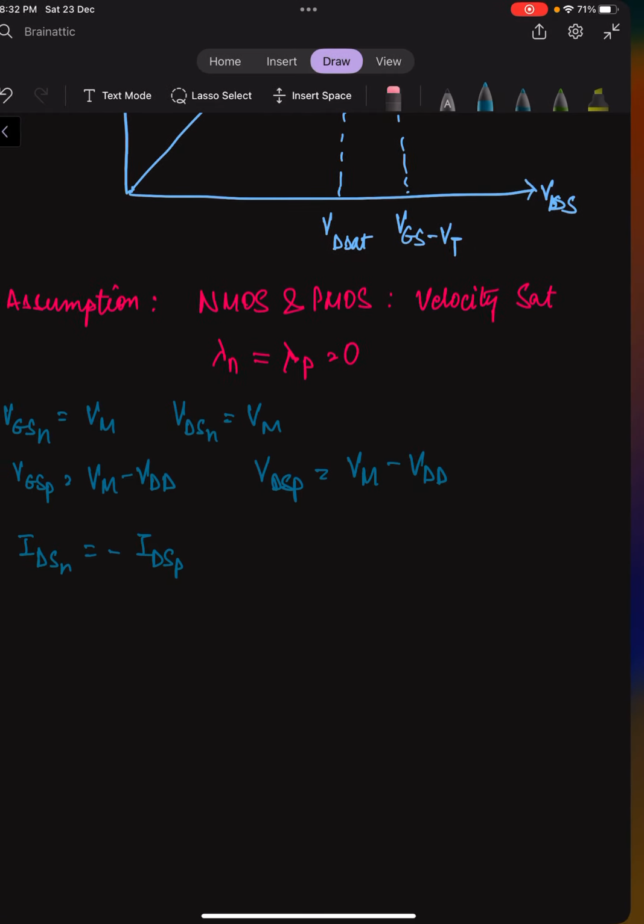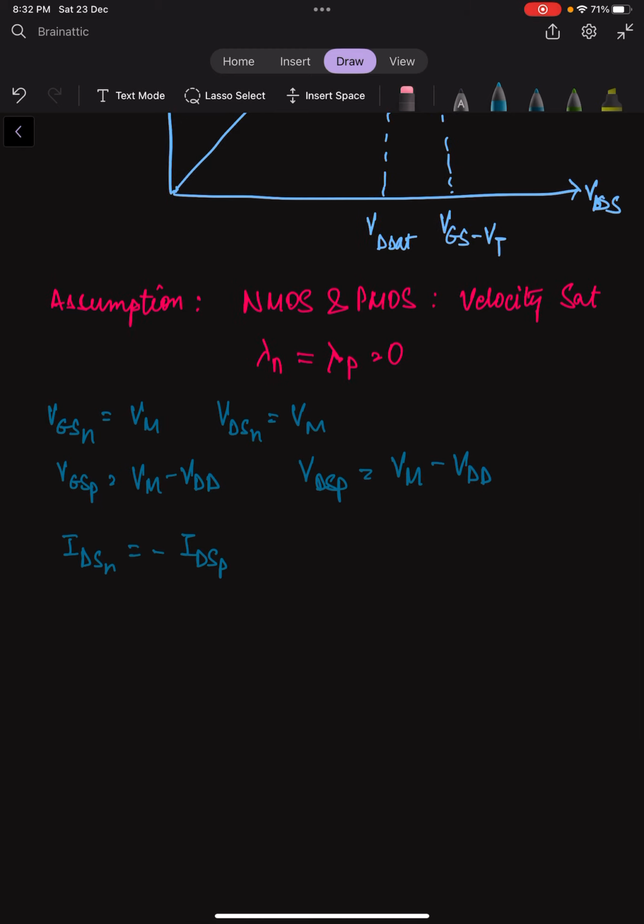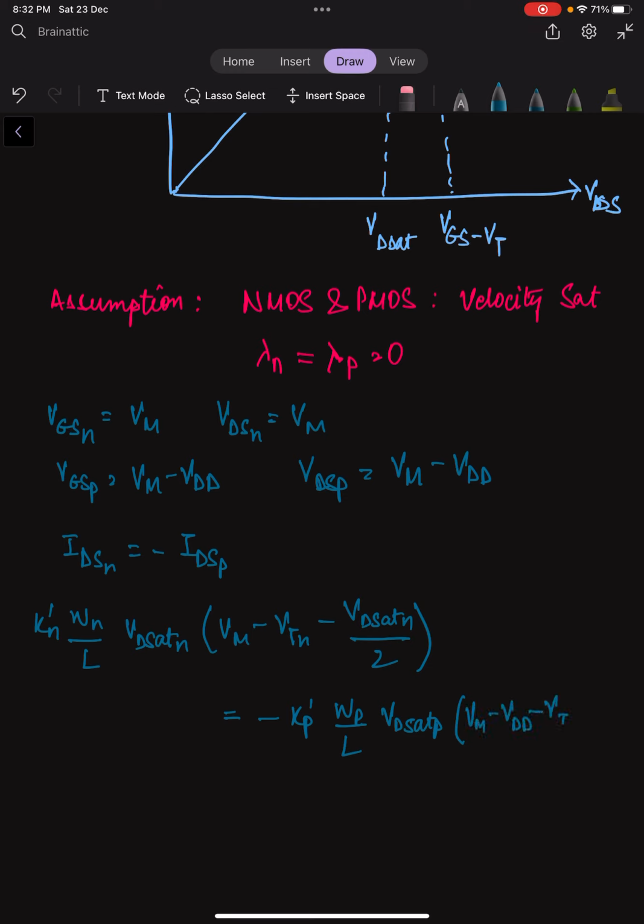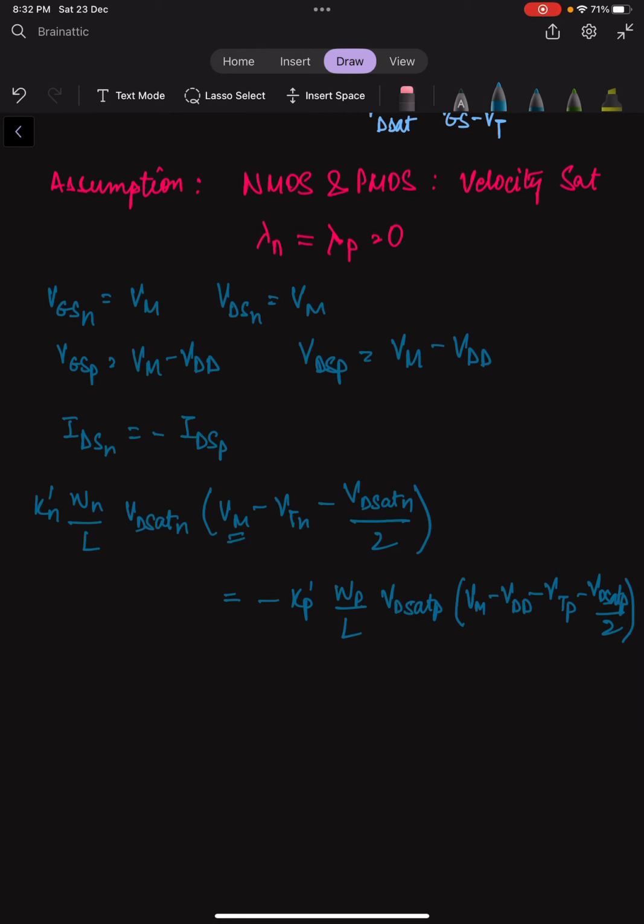Now applying the current equation for the velocity saturation region, we have Kn prime Wn by L into Vd sat n, Vm minus Vtn minus Vd sat n by 2, is equal to minus Kp prime Wp by L Vd sat p, Vm minus VDD minus Vtp minus Vd sat p divided by 2. So here you see, I am applying Vm and Vm minus VDD.